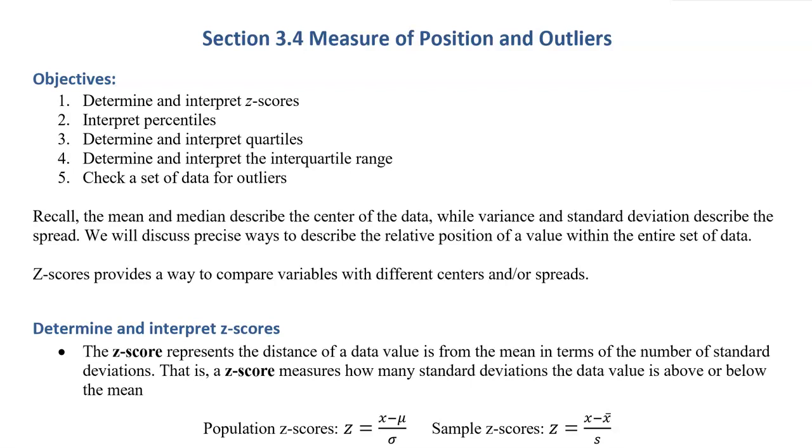One way to do this is using z-scores. They provide a way to compare variables with different centers and/or spreads. So z-scores at the end of the day represent the distance a data value is from the mean in terms of how many standard deviations it is away from the mean. In other words, a z-score measures how many standard deviations the data value is above or below the mean.